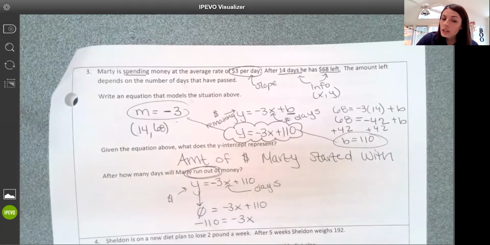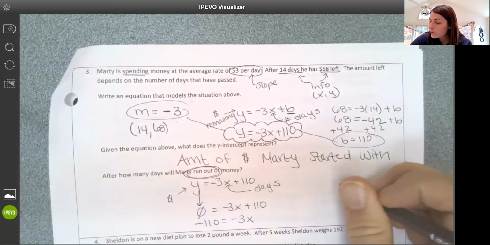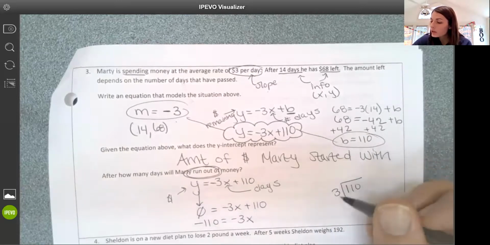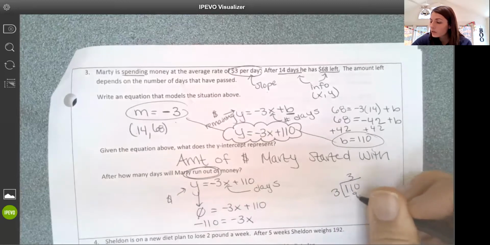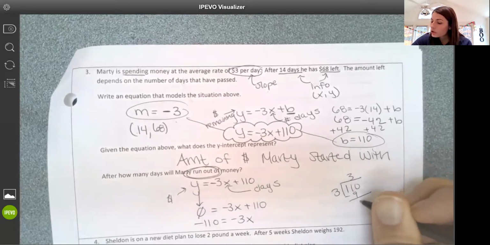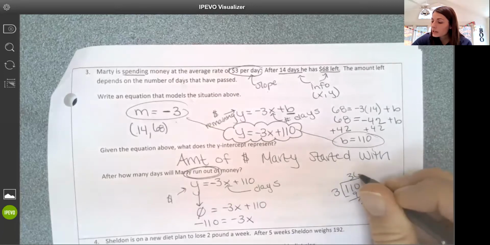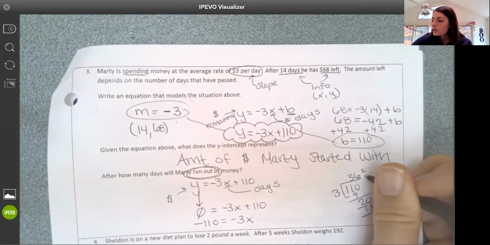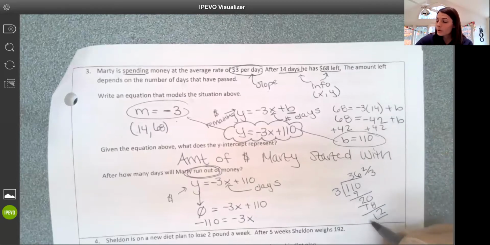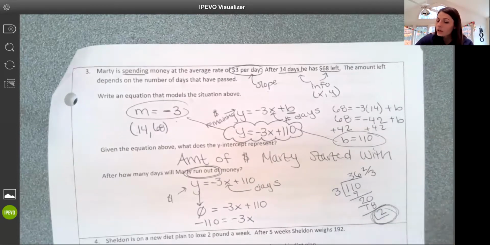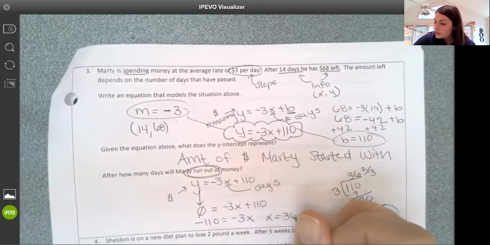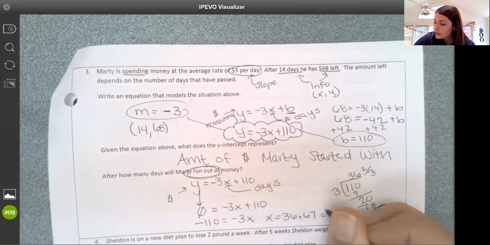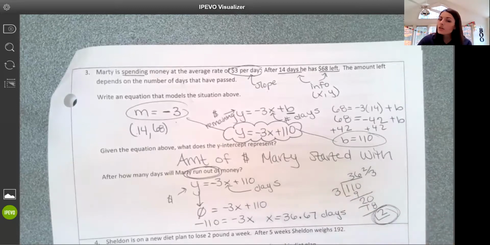Now, 3 does not go in evenly to -110. If I look at that, 110 divided by 3, 3 goes into 11 3 times. That's going to give me 9. And it's going to give me 20. 3 goes into 20 6 times, gives me 18, leaves me with 2. So it's 36 and 2/3 days. This is my remainder, is 2. Or X is 36.67 days. Okay, it doesn't go in evenly.